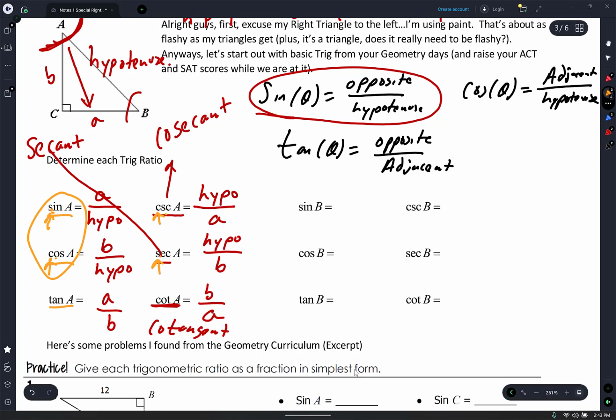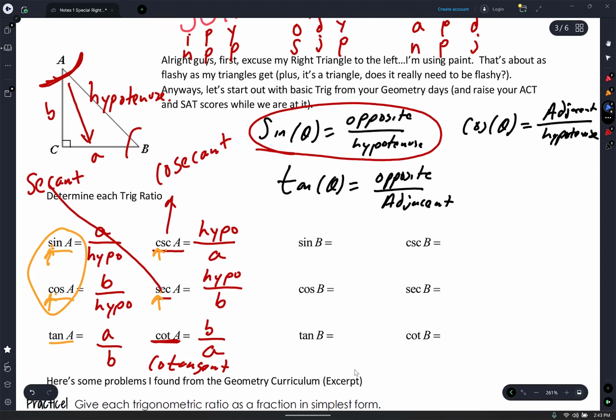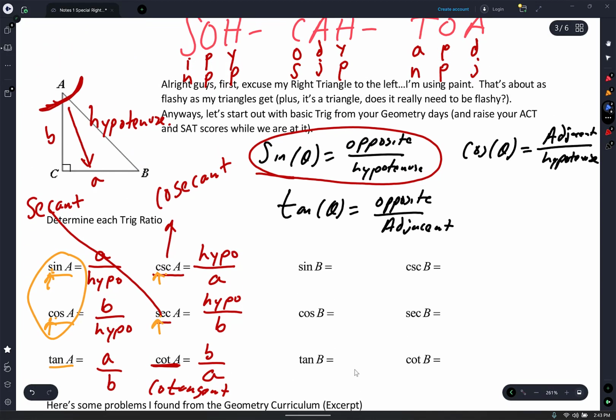I'm going to change colors. I'm going to go to sky blue because I think that's a pretty color. And I'm going to put angle, there's my angle B in sky blue. So now I'm going to do sine of B.